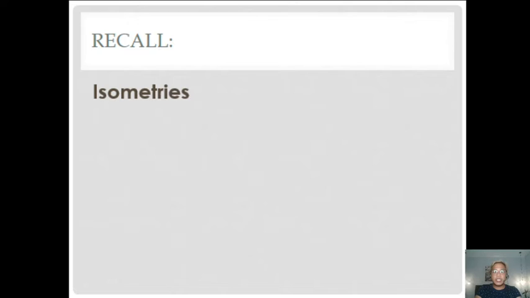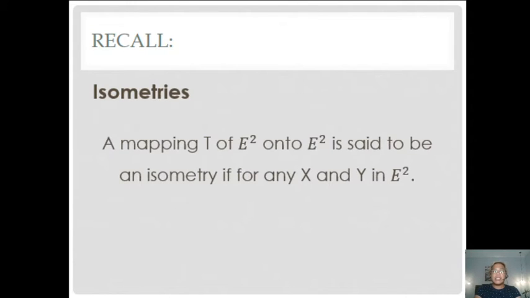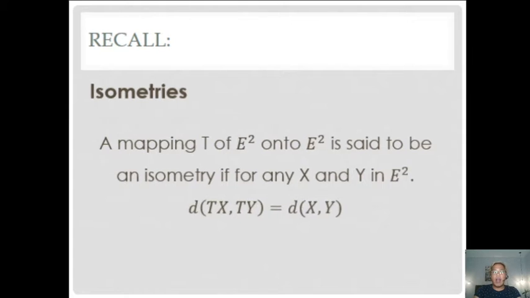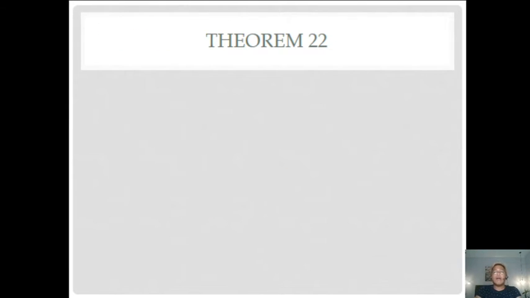the previous groups. It is defined that a mapping T of the Euclidean plane onto another Euclidean plane is said to be an isometry if for any x and y in the Euclidean plane it holds that the d of Tx and Ty is equal to the d of x and y. Alright, so as I said a while back, we will be proving theorem number 22, but we will have to stipulate first the stipulations, of course, of theorem number 22.